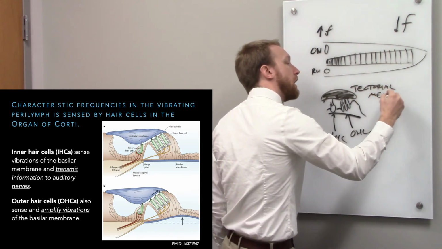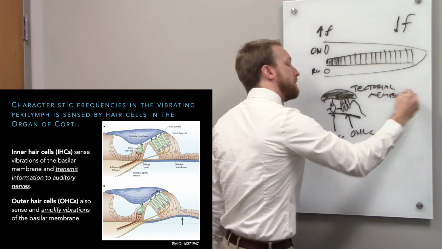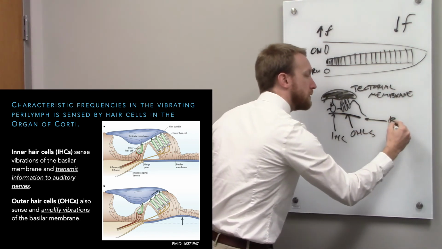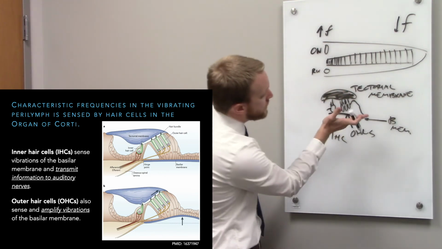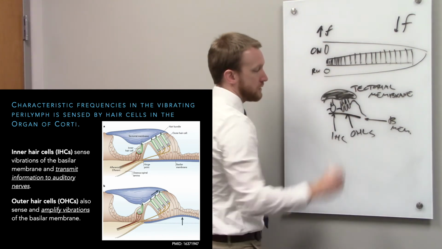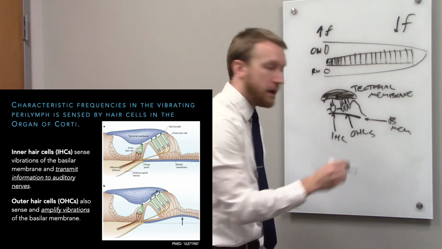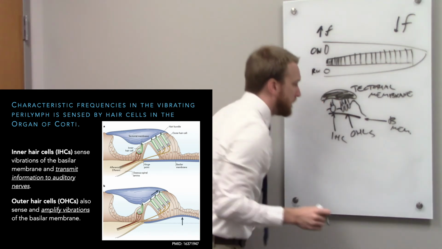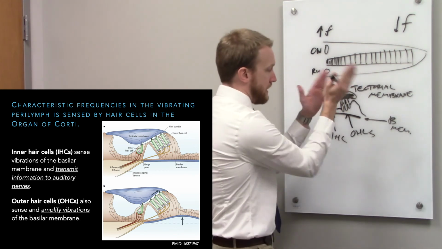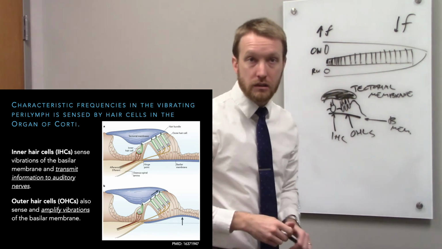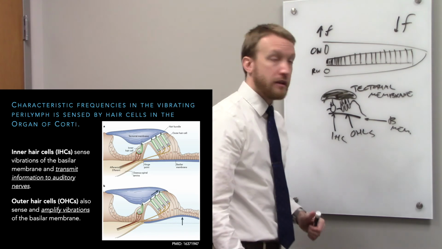So think about what's going to happen here. As our basilar membrane here vibrates up and down, it's going to be pushing hair cells into this tectorial membrane. When we do that, it's going to deflect these little projections, these little stereocilia. It's going to bend them, and that is what creates the electrical energy here.